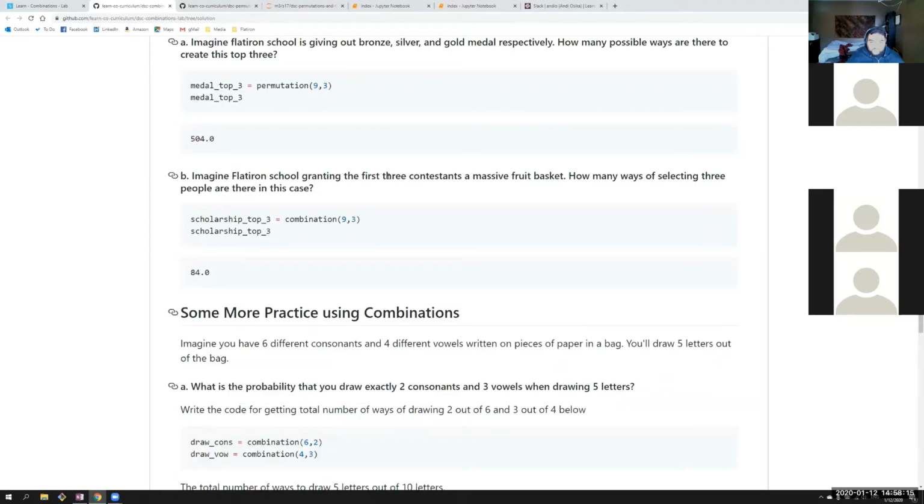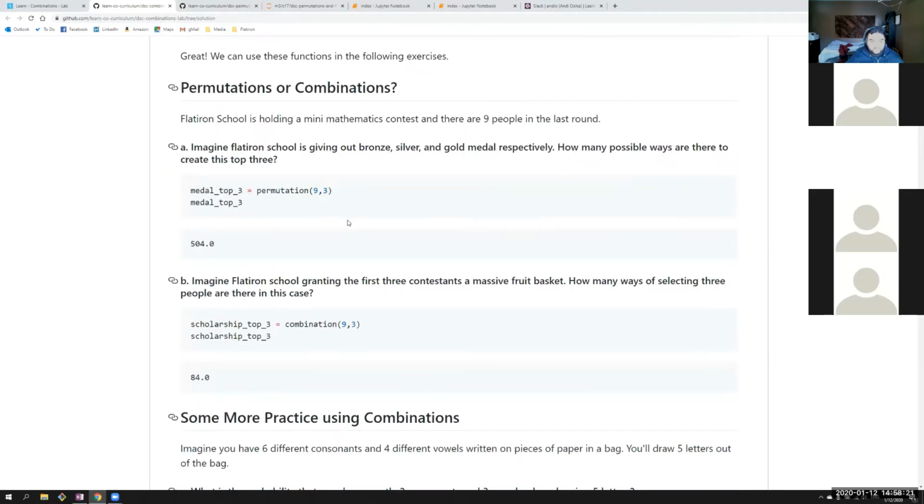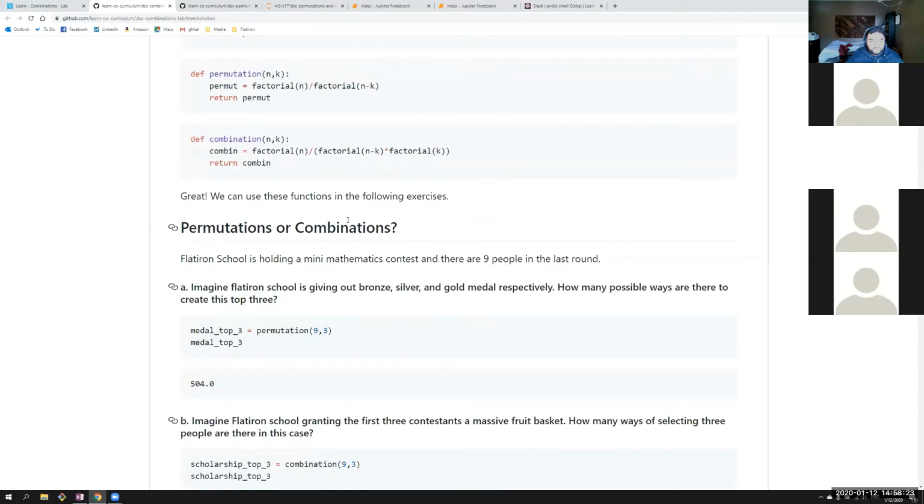Imagine Flatiron School is granting the first 3 contestants a massive fruit basket. Can you scroll up to the permutation formula? Yeah, that. Factorial. Okay, that's this one right here. It's going to be shady, but all right. Do you see this? Permutations of a subset. Is it mirrored? Can you read it? No, that's pretty small. It's just a little tiny square on my screen. How about now? Yeah, sort of. That's the formula for permutations of a subset, right?